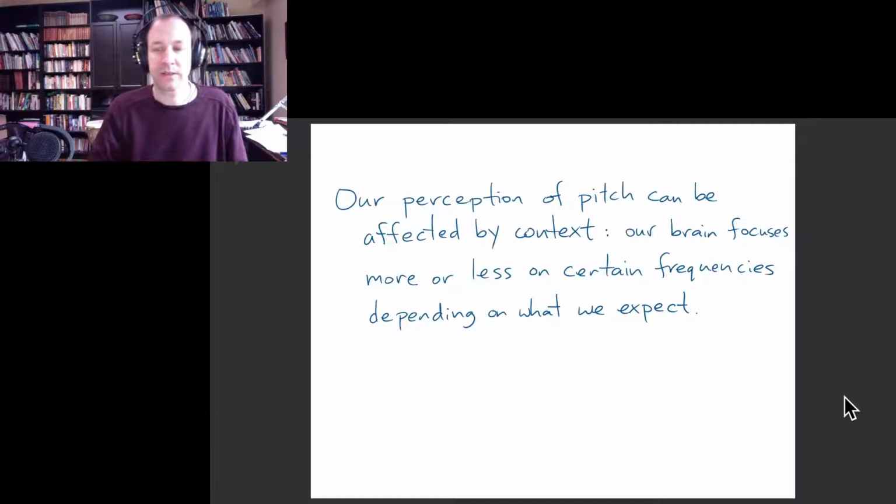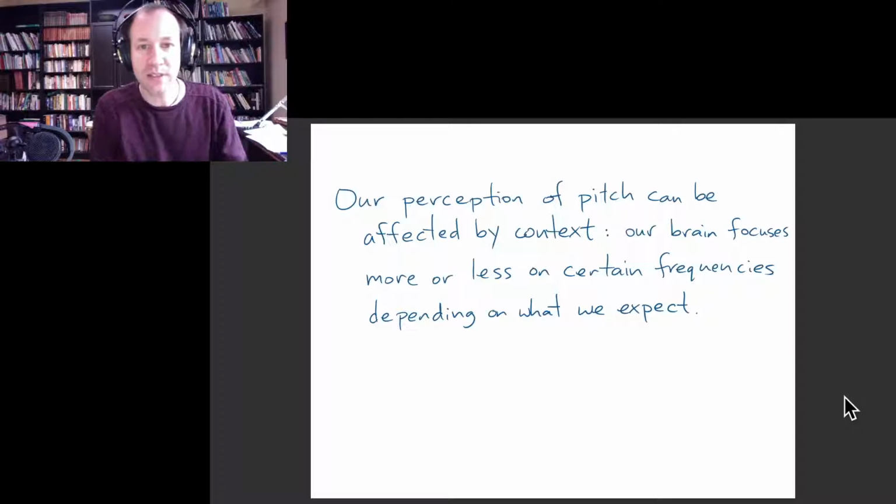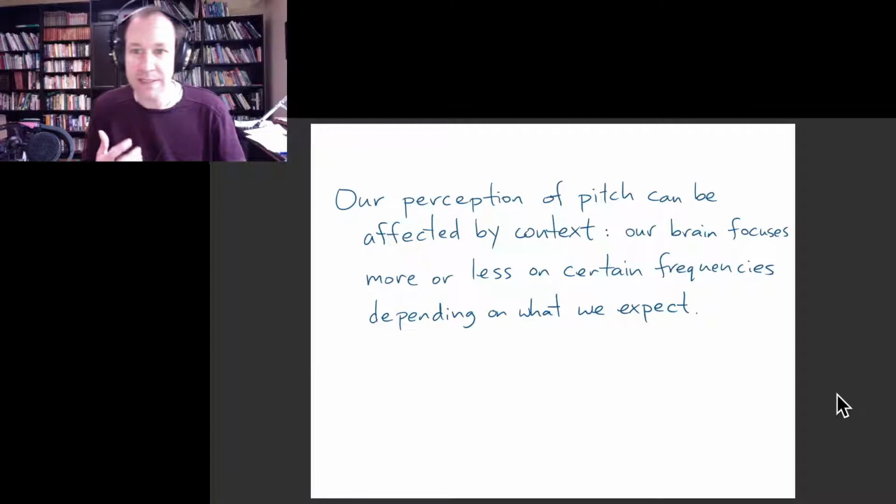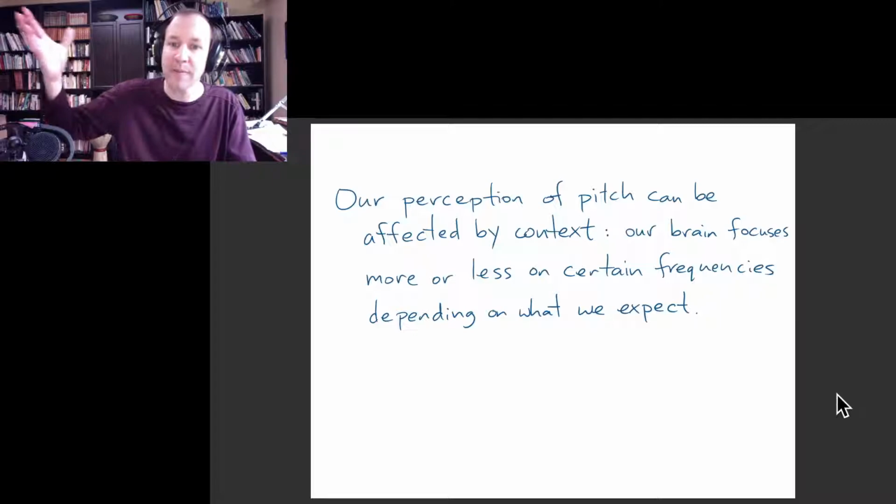Okay, so just to summarize, what we learn is that our perception of pitch can be affected by context. Our brain focuses more or less on certain frequencies depending on what we expect. The same note can seem to be the bottom of the scale or the top of the scale depending on what has come before it.